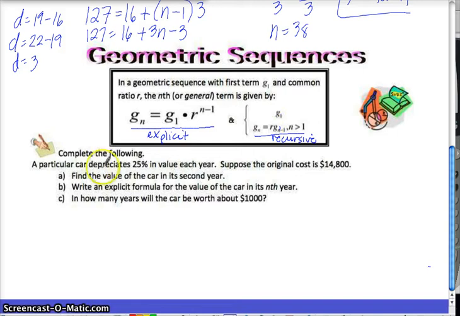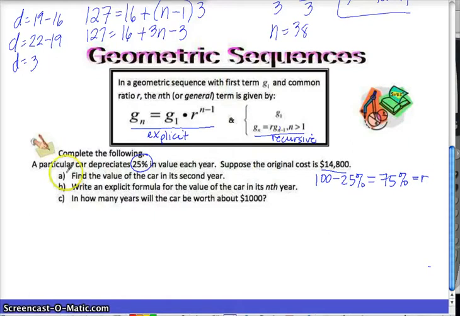So a particular car depreciates 25% in value each year. Suppose the original cost is $14,800. So if it's depreciating by 25% each year, then what is the percent that it's worth after the first year? So it's only worth then 75%. So my common ratio is 75% because it's decreasing in value by 25%, which means it's only worth 75% of its original value, or of the previous value, each year.